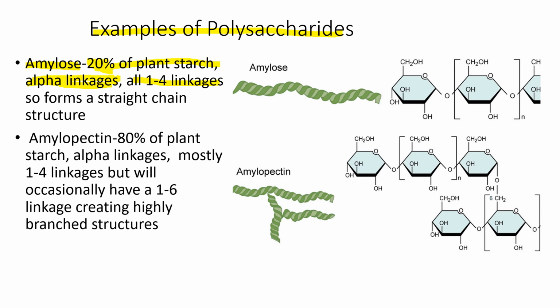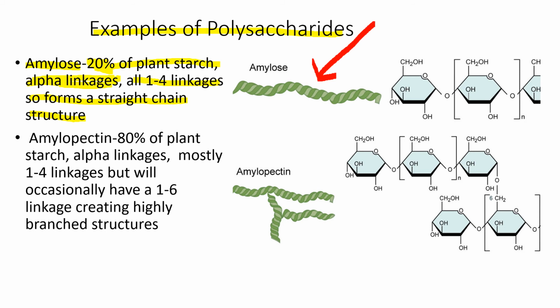So what that means is these will form a very straight chain structure, and you can see that with the diagram on the right. Because they're all 1,4 structures, you get very, very straight chain structures, like what I'm pointing at with that red arrow. They're linked together in a very straight, linear fashion because all you get are 1,4 linkages.